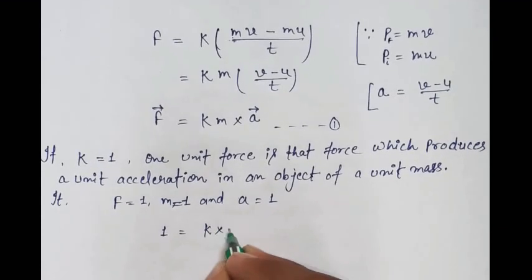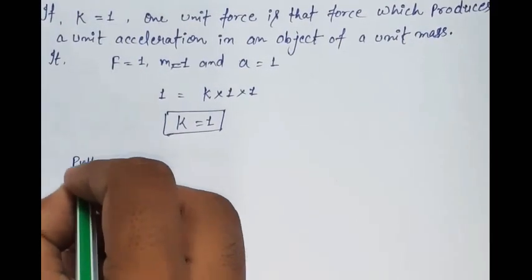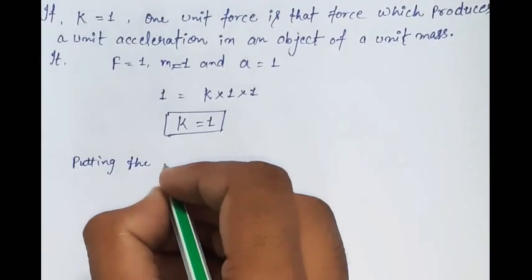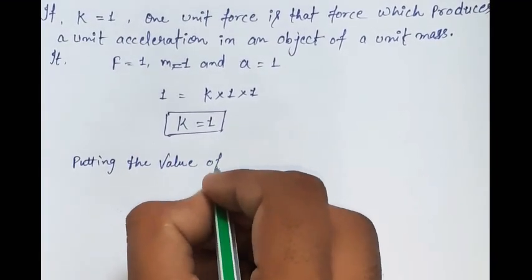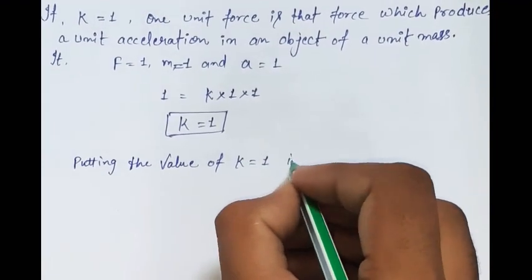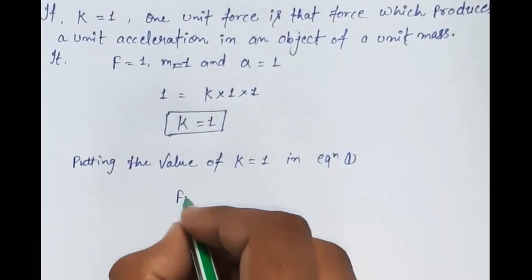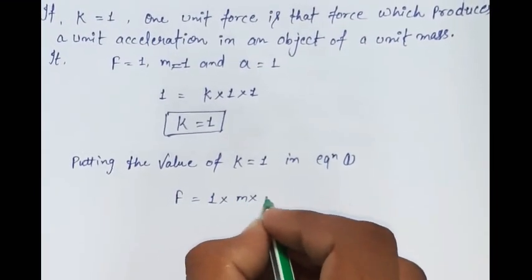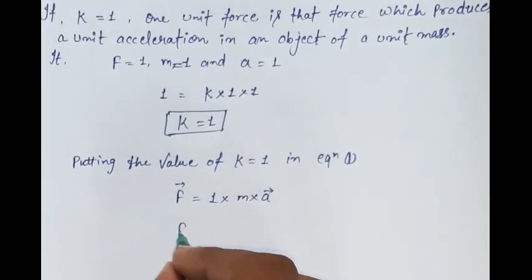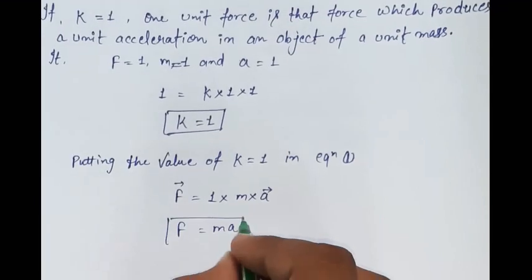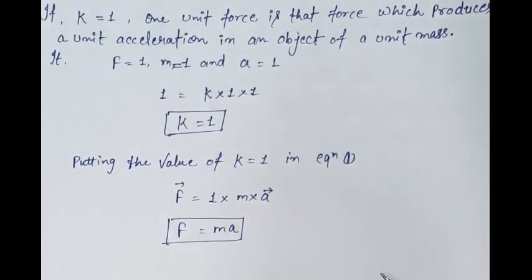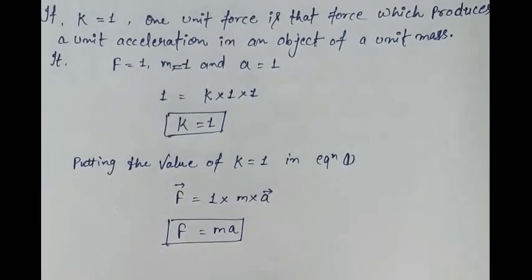Then putting the value of k is equal to 1 in equation first, we get F is equal to 1 multiply m multiply a, so F is equal to ma. This is the formula of force. By this derivation we can get the formula of force. So we can say that the second law of motion is used to generate the formula of force.